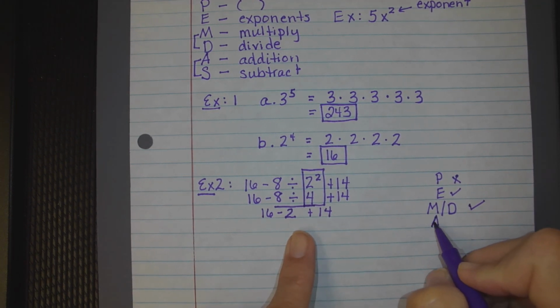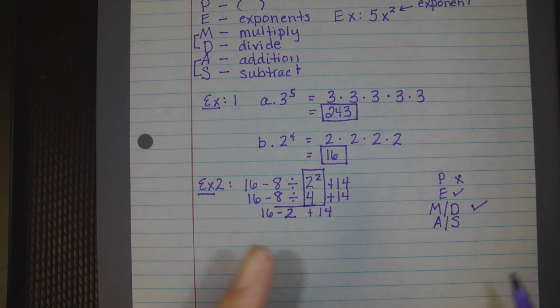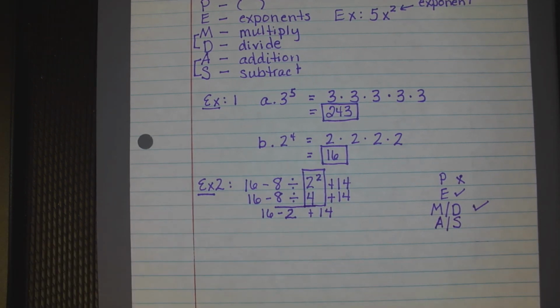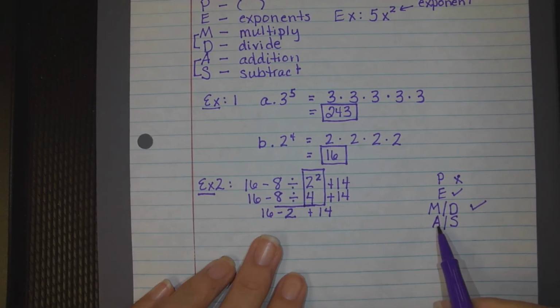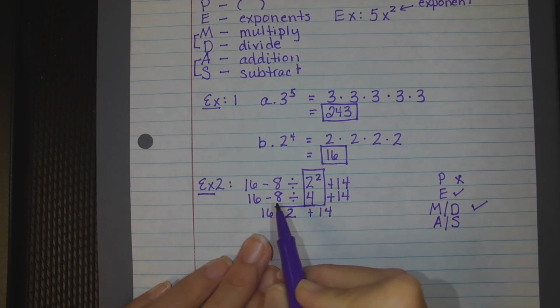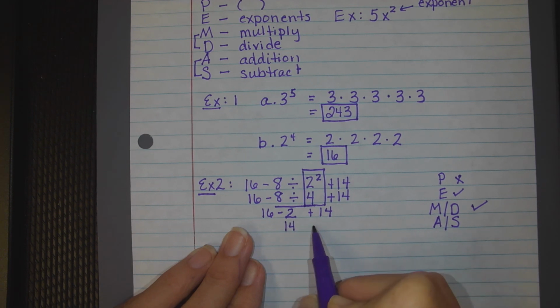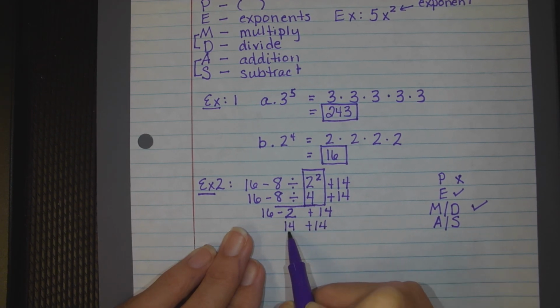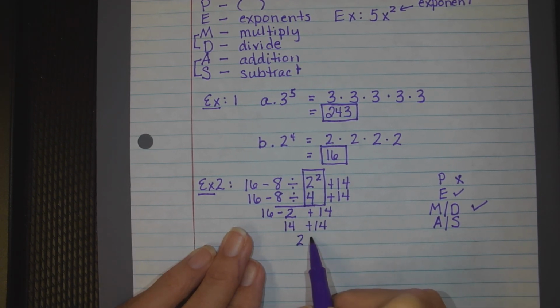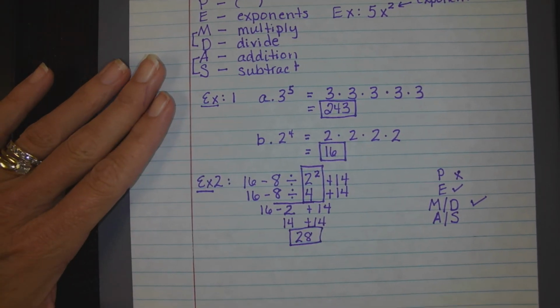Lastly, addition or subtraction, left to right. I have both. So I'm going to go from left to right because these two go together. Left to right, 16 minus 2 is 14. Bring this down. 14 plus 14 is 28. And please remember to box your answers.